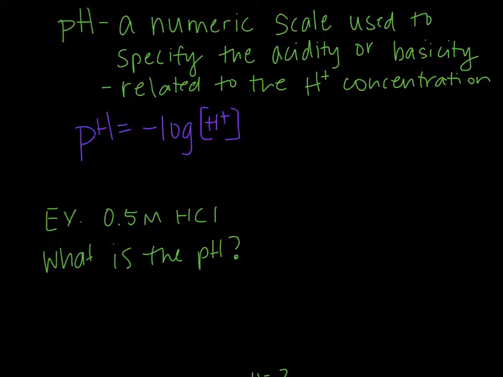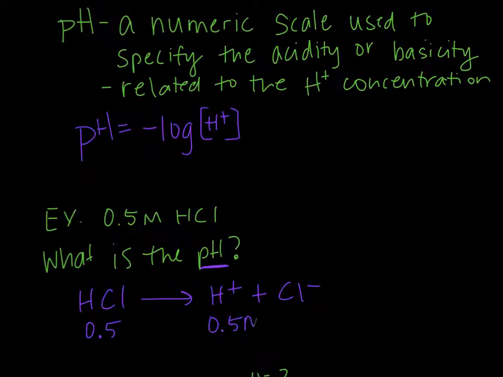And so if we look at this example, I have 0.5 molar hydrochloric acid, and I want to find the pH. And so in order to find the pH, I need the hydrogen ion concentration, right? Because pH is equal to the negative log of the hydrogen ion concentration. So we know that HCl completely dissociates into hydrogen ions and chloride ions. So if I have 0.5 of this, and it all turns into hydrogen and chloride, then that means I'm going to have 0.5 molar of that, and chloride too.